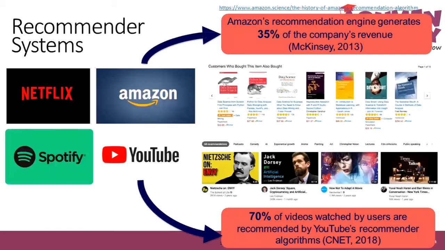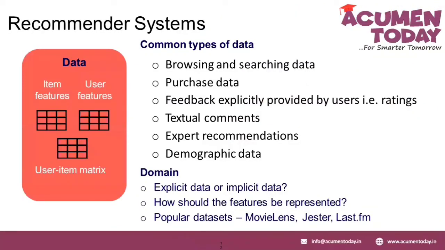The recommendation engine generates 35% of companies' revenue. As per McKinsey's 2013 research, Amazon's recommendation engine itself generates 35% of the company's revenue. Now look at that. The same thing holds good for Netflix and some of the OTT platforms as well, I suppose. Right now, recommender system. Few more slides and I'm done with this.